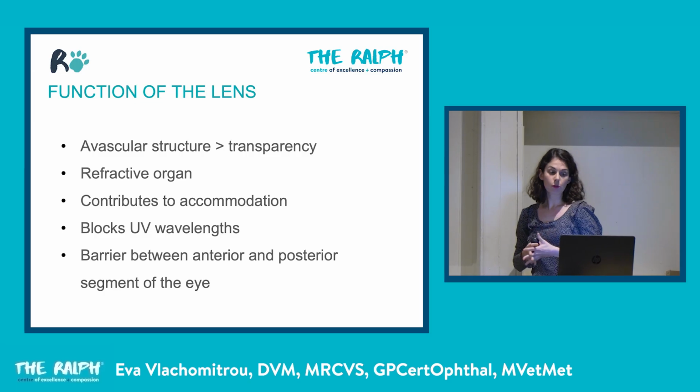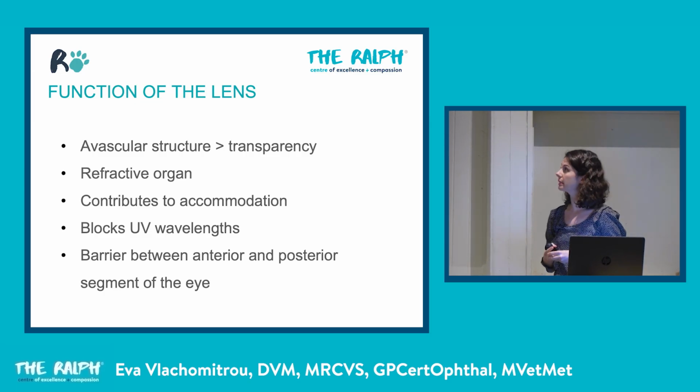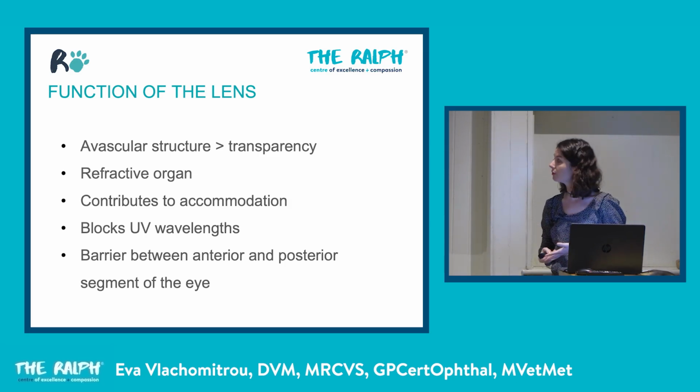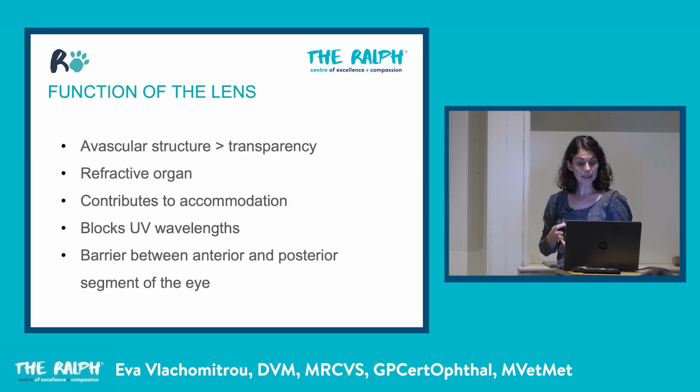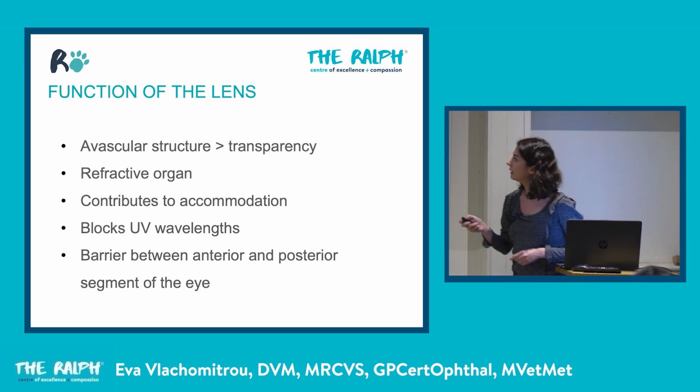So briefly, I would like to mention that the lens is an avascular structure, so it provides transparency for the eye. It's a major refractive organ. It contributes to accommodation, which is the eye's ability to focus images on the retina. It blocks UV wavelengths and protects the retina, and it's a barrier between the anterior and the posterior segment of the eye.